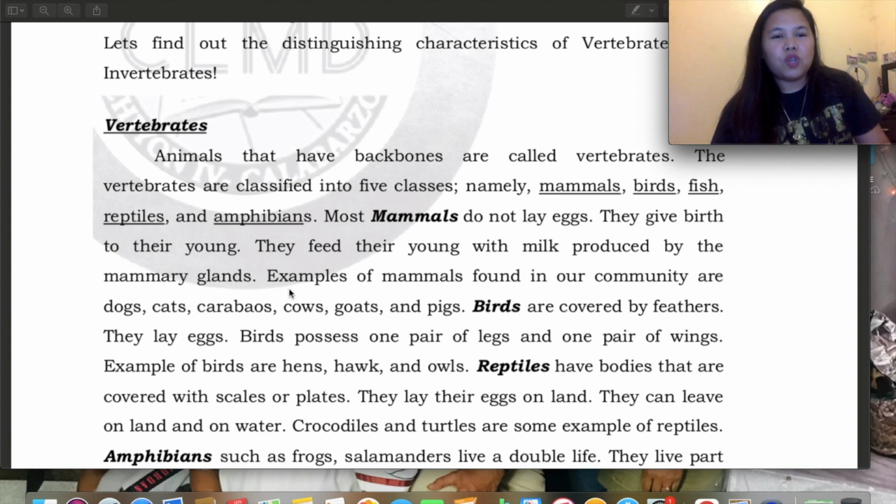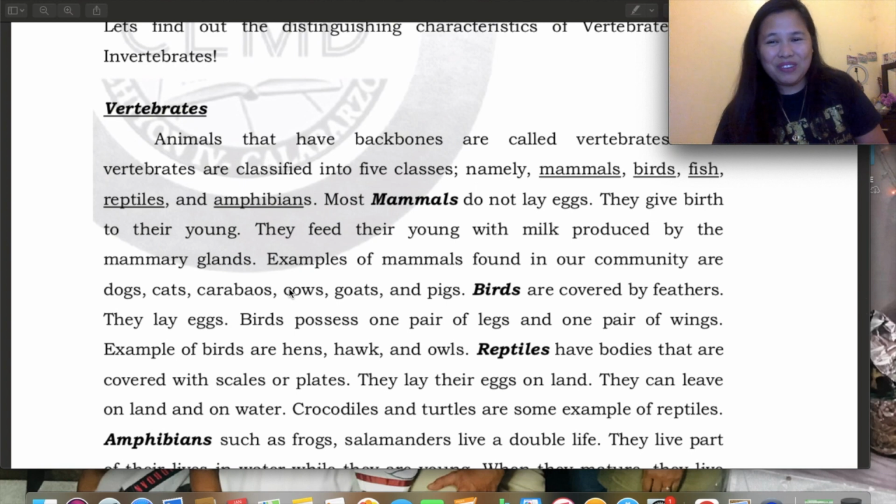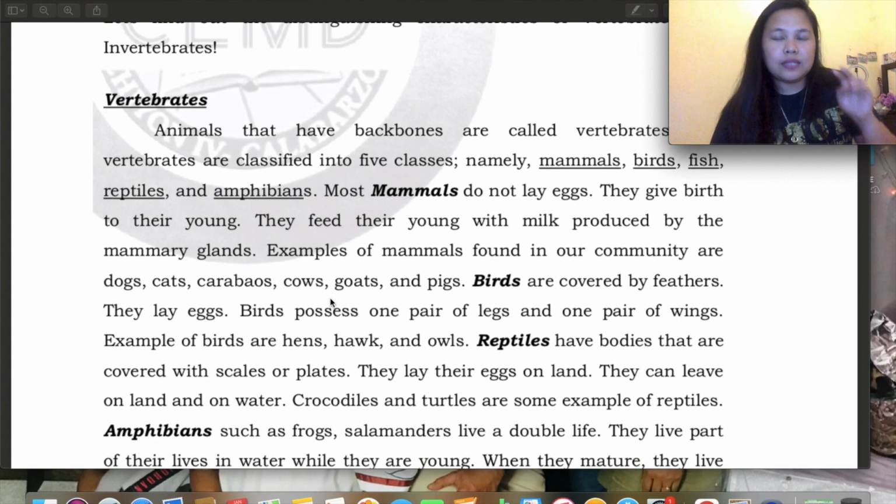nanay. So, here the examples of mammals found in our community are dogs, cats, carabos, cows, goats, and pigs. So, yun po lahat ay, yung na-mention kong mga animals ay meron niyang mga mammary gland. Ibig sabihin, nagpapadede sila at nagproduce sila ng milk. Yun ang pinapakain nila sa kanilang mga young ones o sa mga offspring o sa mga babies nila kapag maliit pa yung milk. Okay? So, pangalawang class of vertebrates, birds.